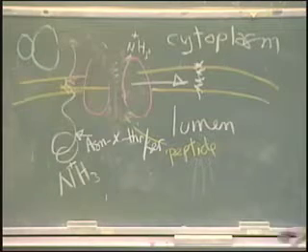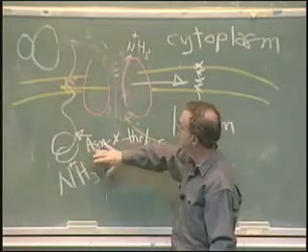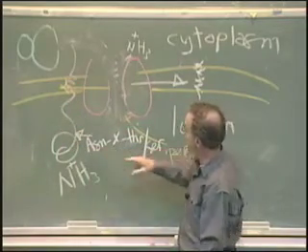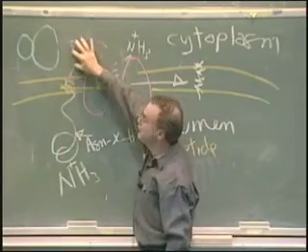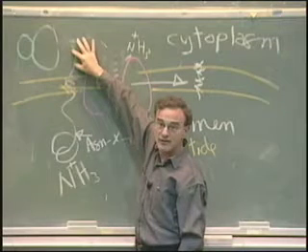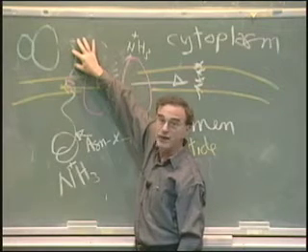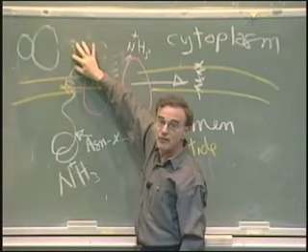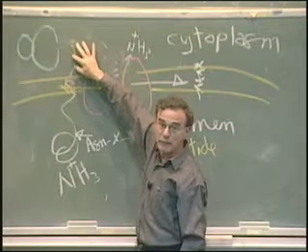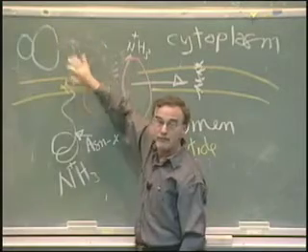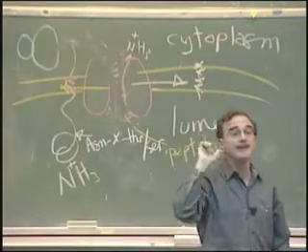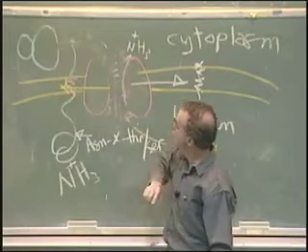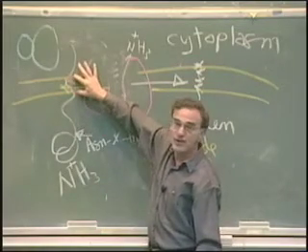Yes, it will be glycosylated because this part of the molecule has been exposed to the lumen. If this sequence happens to be in the C-terminus, and that's the only place in this protein where that sequence is found, will this protein be glycosylated? No.